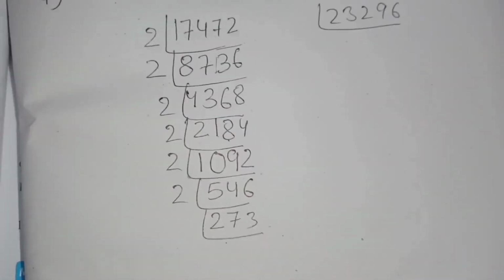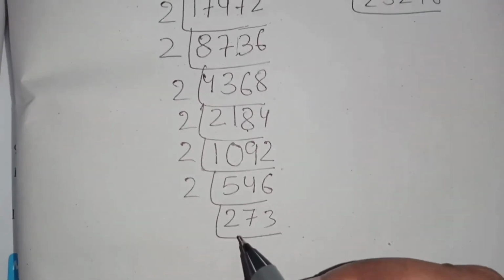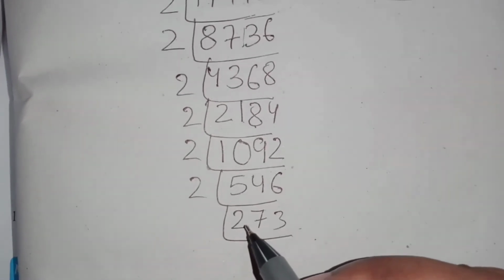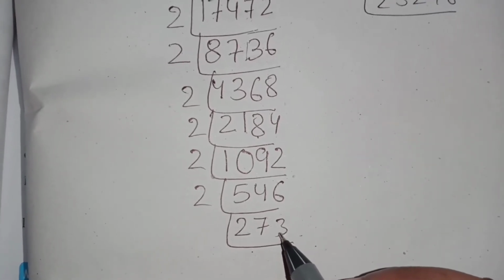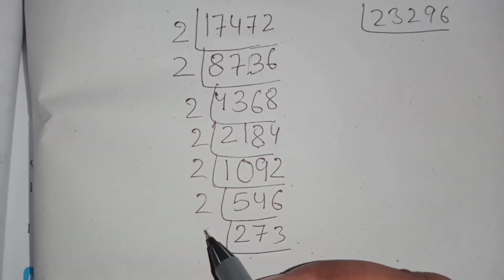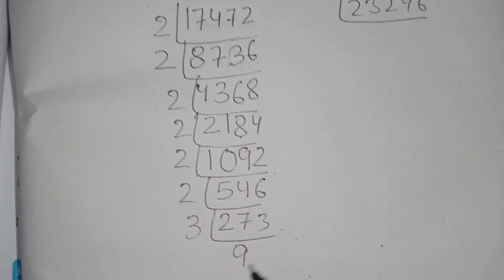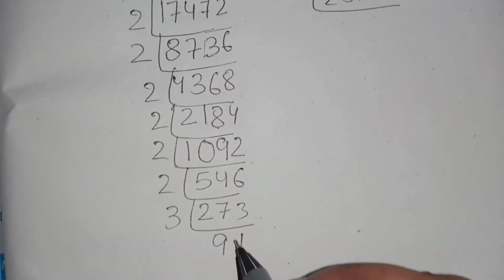Now let us check whether it will come in the 3 table or not. Okay, so let us add for 3. So 2 plus 7 is 9. 9 plus 3 is what? 12. That means it will come in the 3 table, as 12 is divisible by 3. So 3 9s are 27. 3 1s are 3. Now 91 is there.